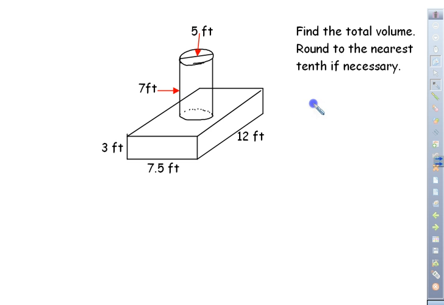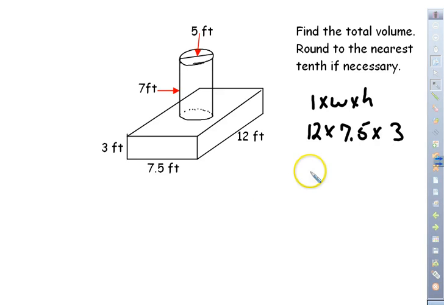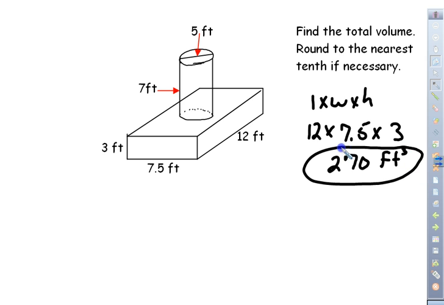So that is going to be length times width times height. So my length is 12, my width is 7 5/10, and my height is 3. And you can simply take your calculator and plug those numbers in. So 12 times 7.5 times 3, which is going to equal 270, and it is cubic feet. Okay, so there's my first answer.